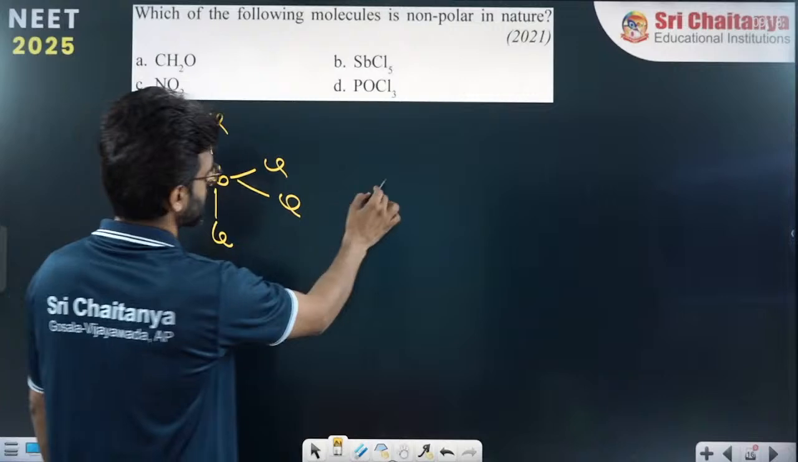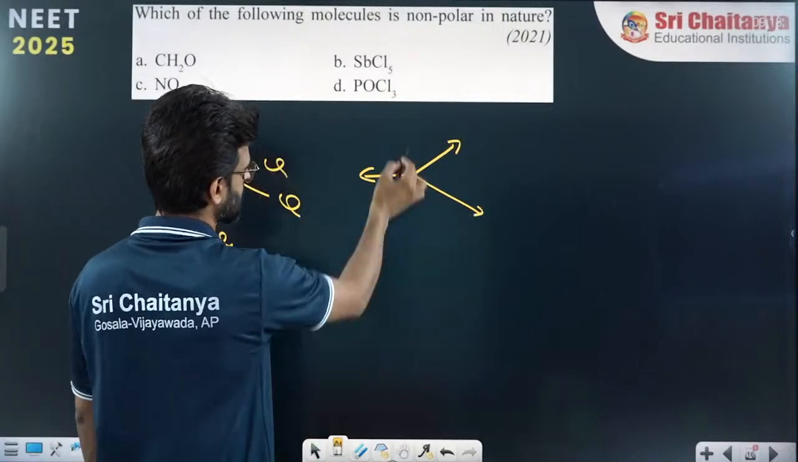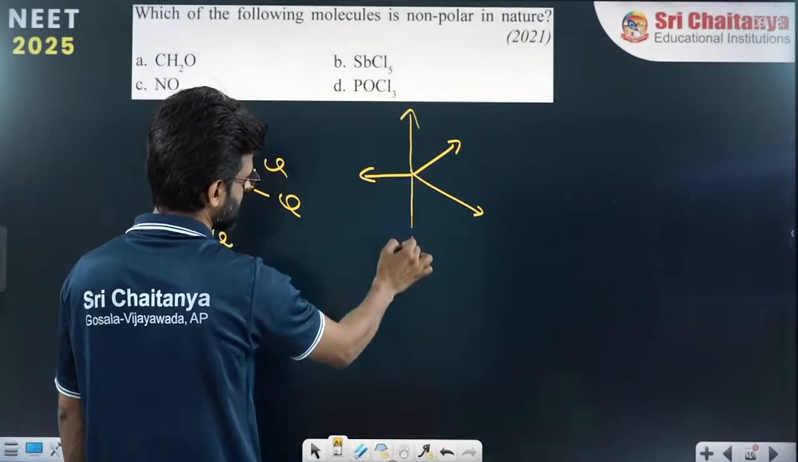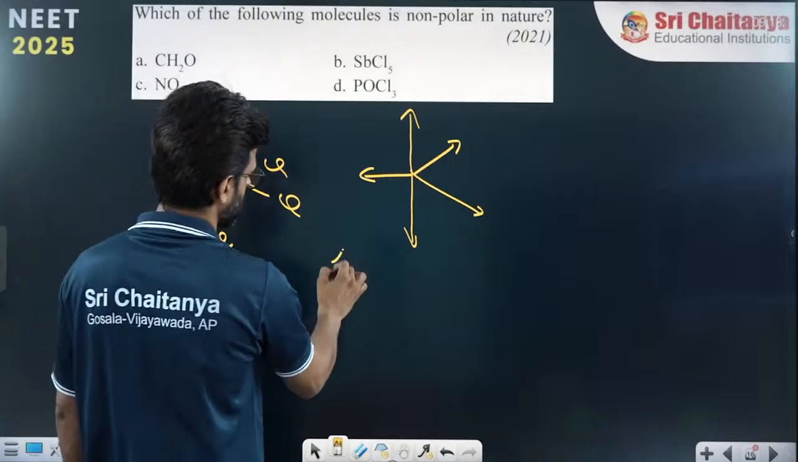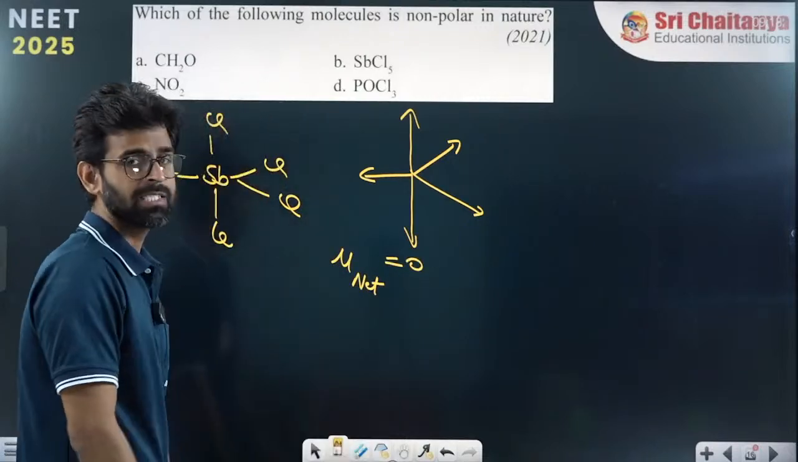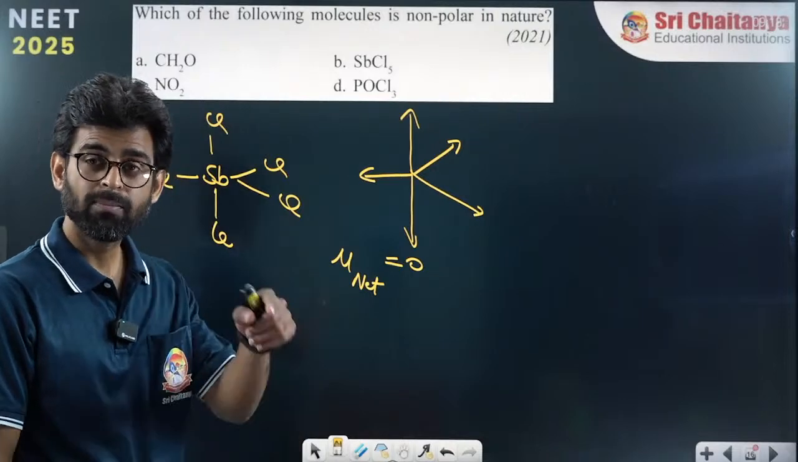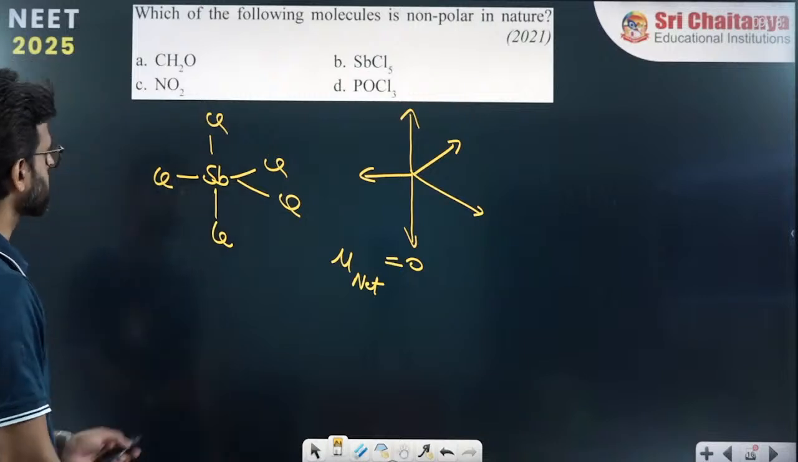If you see, the net dipole of this triangular part will cancel out, and these linear or axial parts will cancel out each other. So the net dipole moment is coming 0. That's why this is completely non-polar. Polar bonds are present, but the molecule is what? Non-polar. Fine.